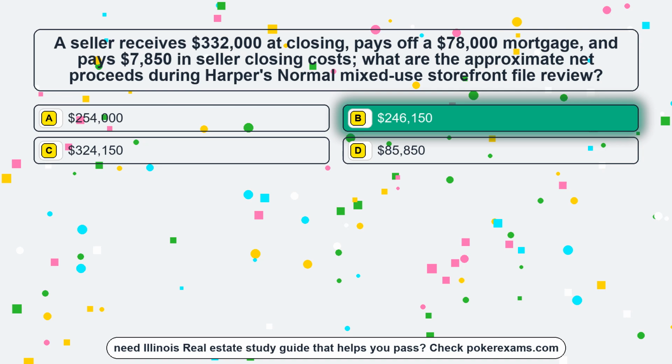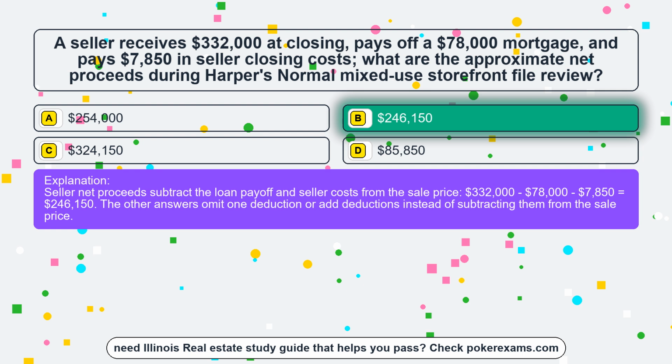The correct answer is option B. $246,150. Seller net proceeds subtract the loan payoff and seller costs from the sale price. $332,000 minus $78,000 minus $7,850 equals $246,150. The other answers omit one deduction or add deductions instead of subtracting them from the sale price.